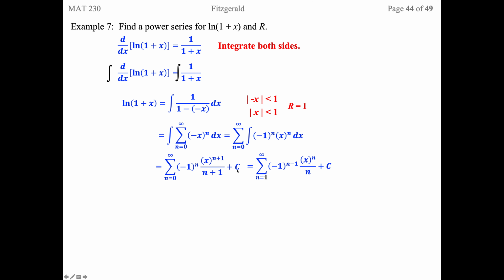Now, the one thing we also want to do is find the value of c. We want to know what that constant is. So to find c, let x equal 0. So that's the natural log of 1, because if you put 0 in for x here, this all zeroes out, and the only thing you have is a summation of 0, which is 0 plus c, equal to the natural log of 1 plus 0. So the natural log of 1 is 0, so our constant is 0, so we can drop the c's.